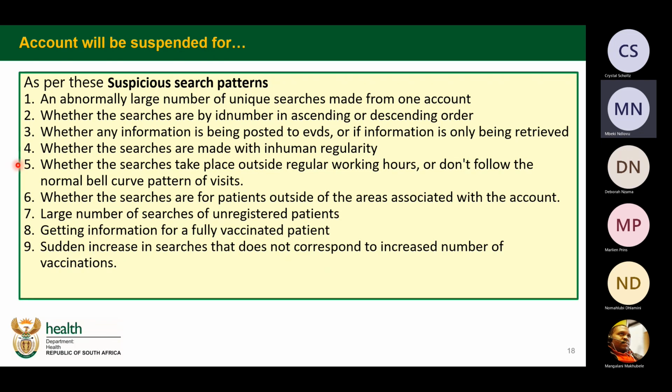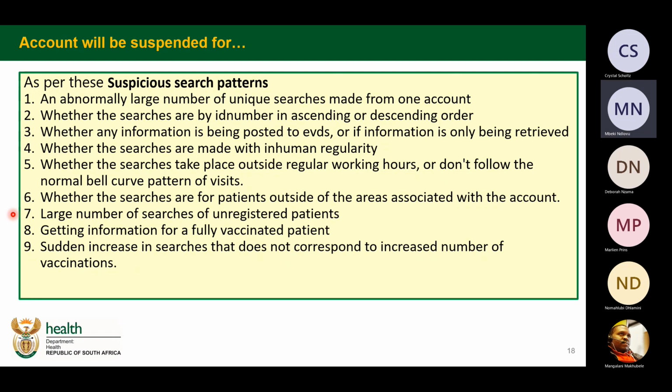Then number five, whether the searches take place outside the regular working hours or do not follow the normal bell curve pattern of visits. So if there is no alignment there, it raises questions. Number six, whether the searches are for patients outside of the areas associated with the account. So if you're always searching for people that are in Western Cape, yet you are in Limpopo, then the question is why. Number seven, large number of searches of unregistered patients. I think this one is straightforward.